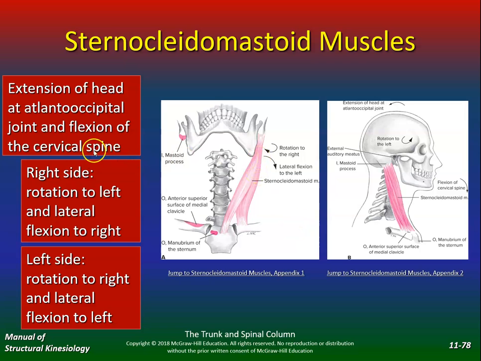So the sternocleidomastoid is extension of the head at the atlantoaxial joint. The right sternocleidomastoid causes rotation to the left and side bending to the right. The left side causes rotation to the right and left lateral flexion. So you should know what the sternocleidomastoid does. This is a good question right here.